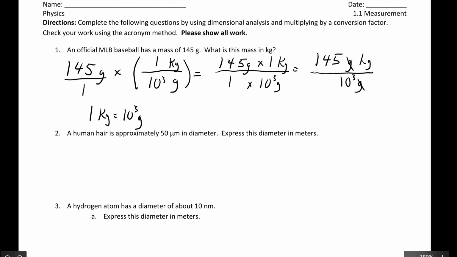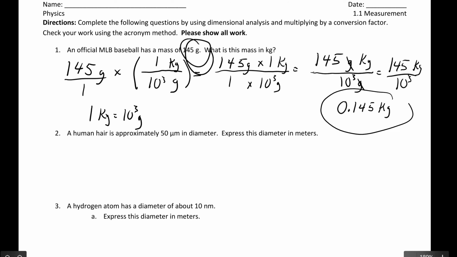And then your math looks like this: 145 kilograms over 10 to the third. You could either plug that in your calculator, or if you know your powers of 10 rules, you could do it in your head, and you'll get 0.145, 3 decimal places, kilograms, which makes sense. So then you want to think about it: 145 little things is equal to a small amount of big things. A kilogram is big compared to a gram.